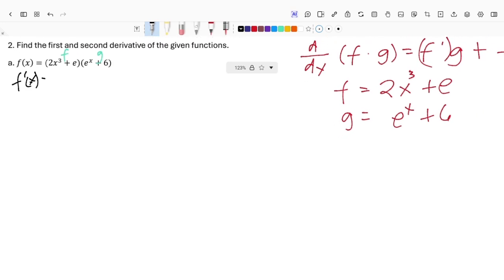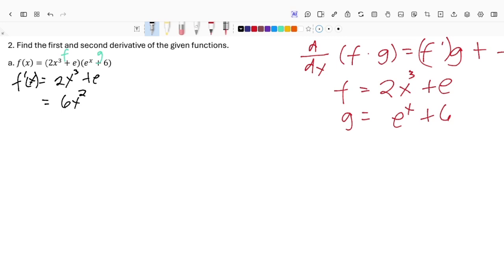F of x is equal to 2x cubed plus e. The derivative of this is 3 times 2, we have 6x squared. Just that, since e is a constant.